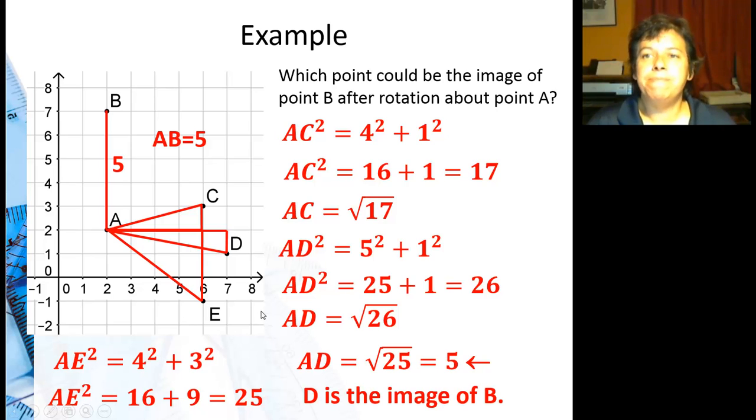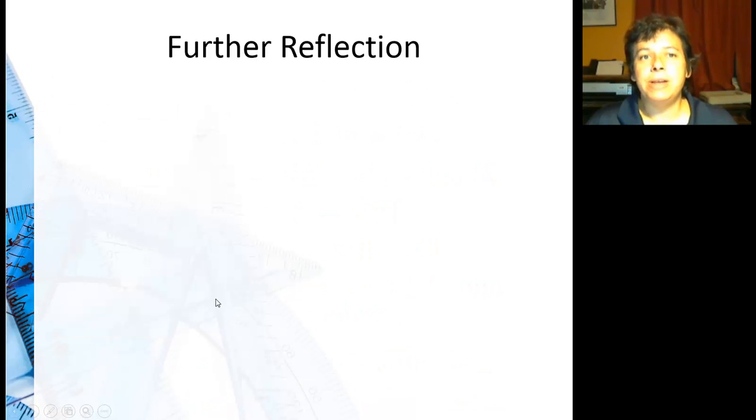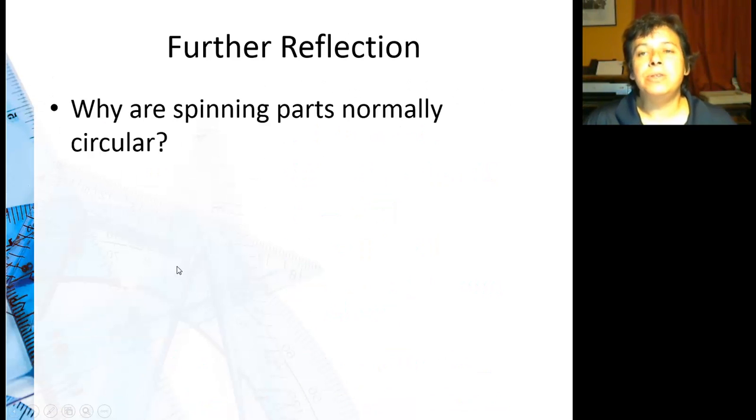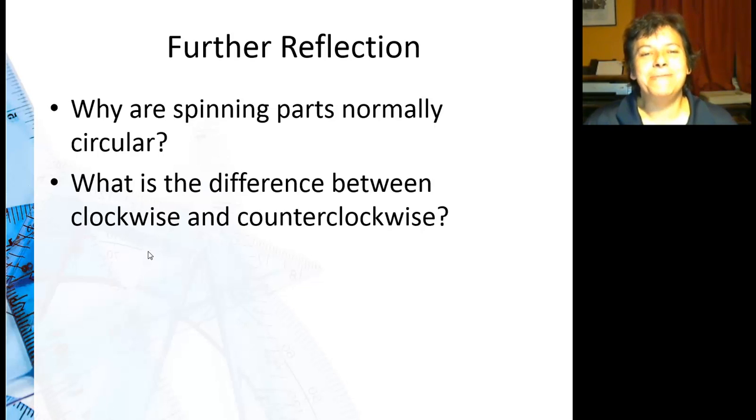So for further reflection, why are spinning parts normally circular? Think of equidistant relationships. That's how spinning behaves. And what is the difference between clockwise and counterclockwise?